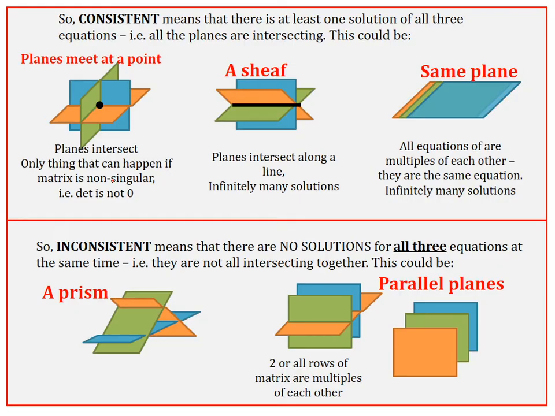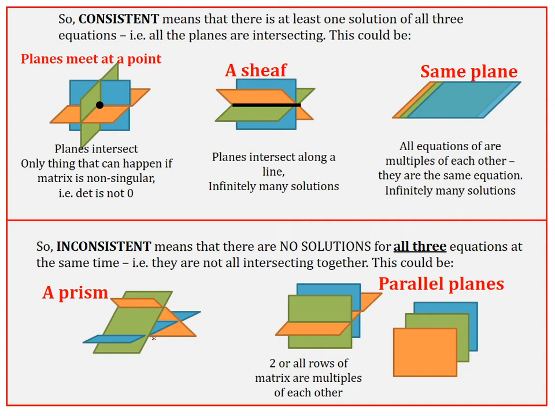If we then want to check if they are consistent, and they are consistent, we would then know whether it is on the top half or the bottom half. If they're consistent and they are not all exactly the same plane, then it's a sheaf. If they are not consistent and we don't have any of them that are parallel to each other, then it's a prism.